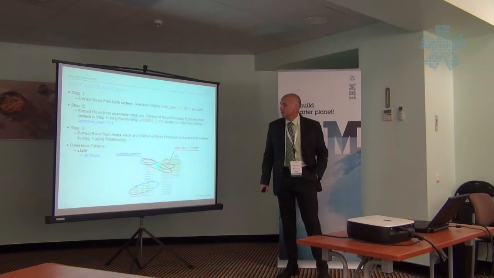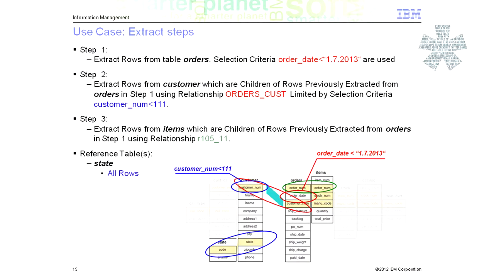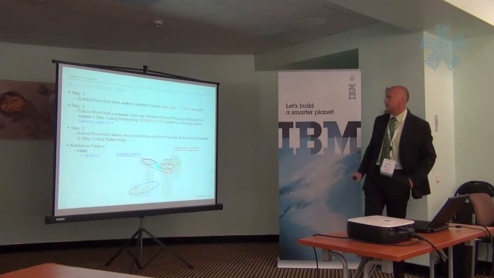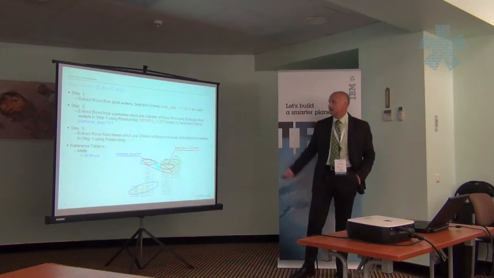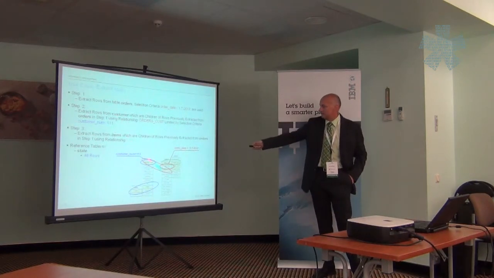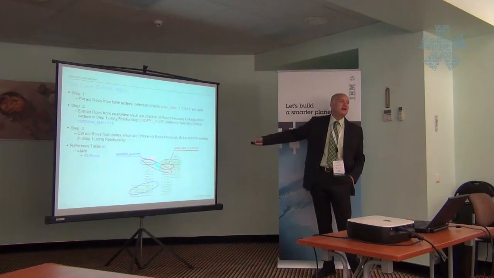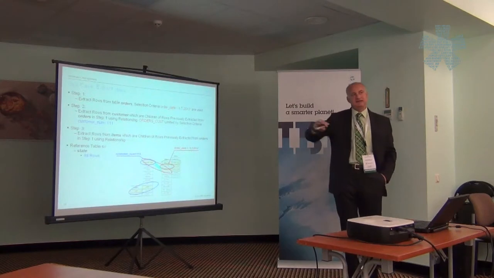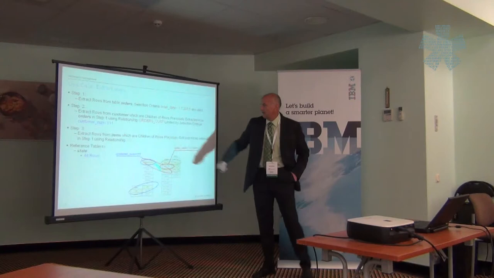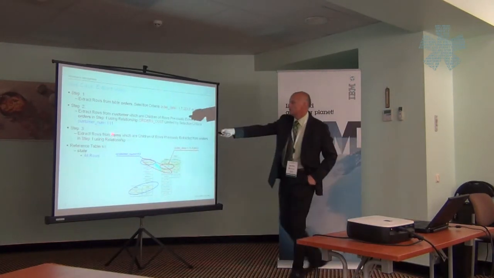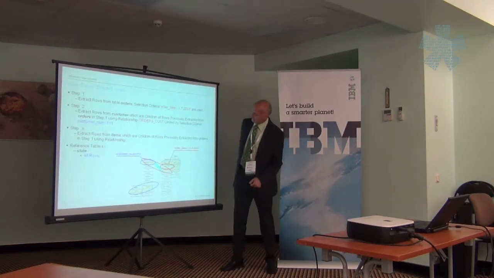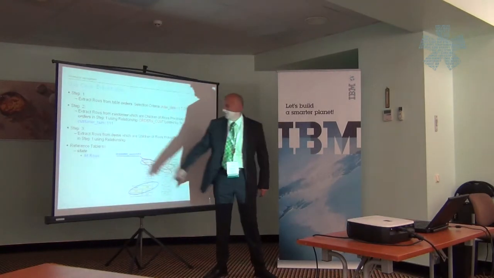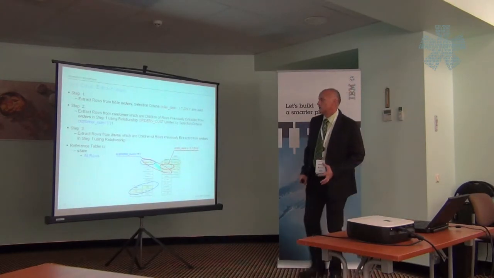And now we can repeat the extract steps, which will be used to extract data from our database. If we define everything as in the previous steps, in step one we extract rows from the table orders first, because our business object is orders. The important start table is orders. The selection criteria will be these. In the second step, we extract rows from customers based on the general relationship, defined not at database level but at a general level, with a condition. In the last step, we also extract items based on referential integrity between these two tables. And because state is a reference table, we automatically extract all rows.